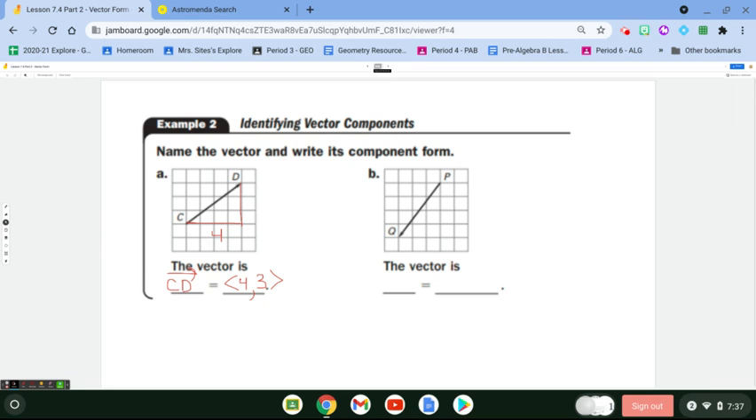Okay, for vector PQ, because again, we're starting at the initial point and going to the terminal point. Look at where the arrow is. I would be going 1, 2, 3 units left. So that would start negative 3, and then down 1, 2, 3, 4 units. So the vertical component would be negative 4.